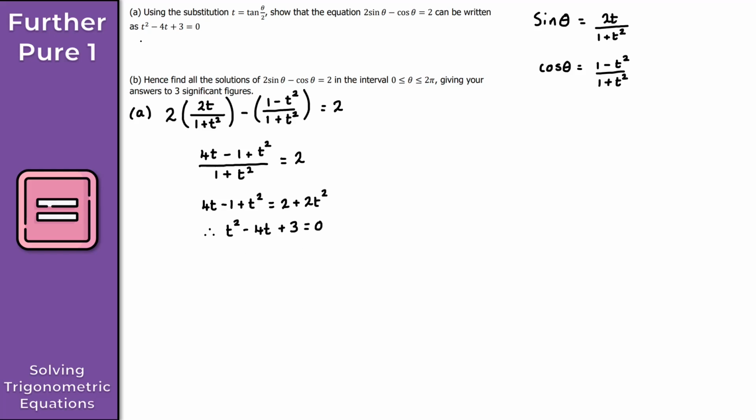And just notice then, it's exactly what we wanted here, right? So as required then, and that gives us the solution there to part A. Okay. Now for part B then, it says hence find all the solutions of this equation here, which is just the exact same as what we had in part A, for this interval here from 0 to 2 pi, giving your answers to 3 significant figures here.